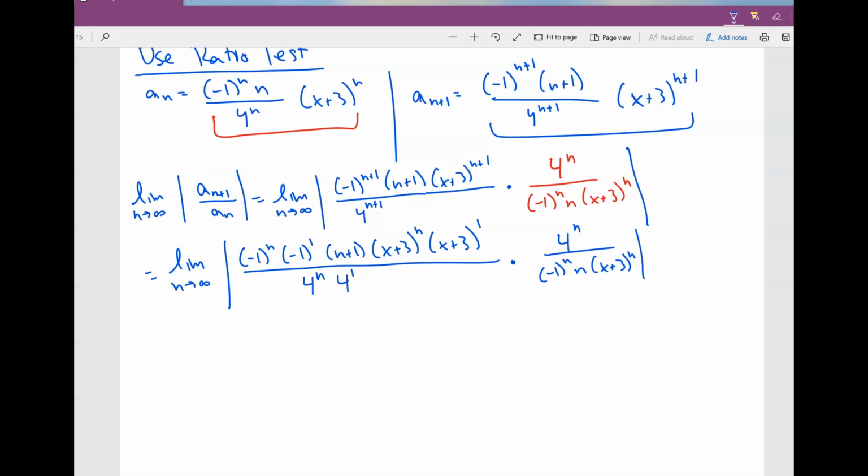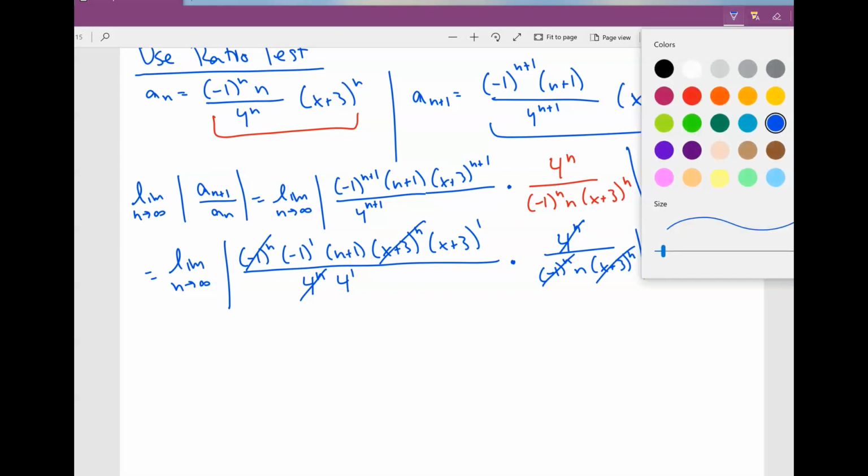So just breaking up everything. Now notice that the -1 to the n's are going to go away. The 4 to the n's also go away. The x plus 3 to the power of n also goes away. So you're just left with a whole bunch of junk. Okay, so now let's see what's left over.